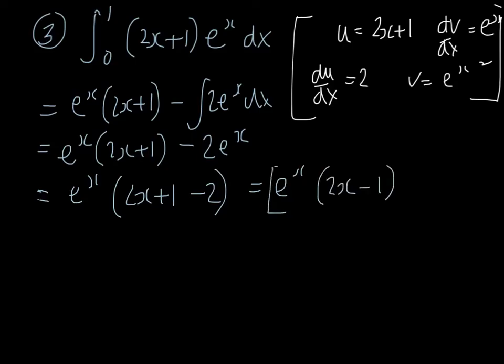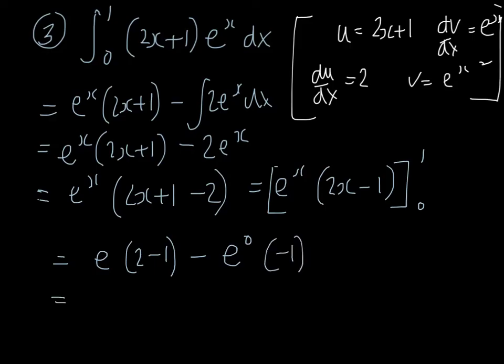And then we've got to put our limits for x of 1 and 0 in. So putting in our limit for 1, we've got e to the 1, or just e, times 2 times 1 minus 1. And then putting in our limit for 0, we've got e to the 0 times minus 1. Okay, so that gives us e. e to the 0 is 1, minus minus 1, so e plus 1. So that's the answer to that one.